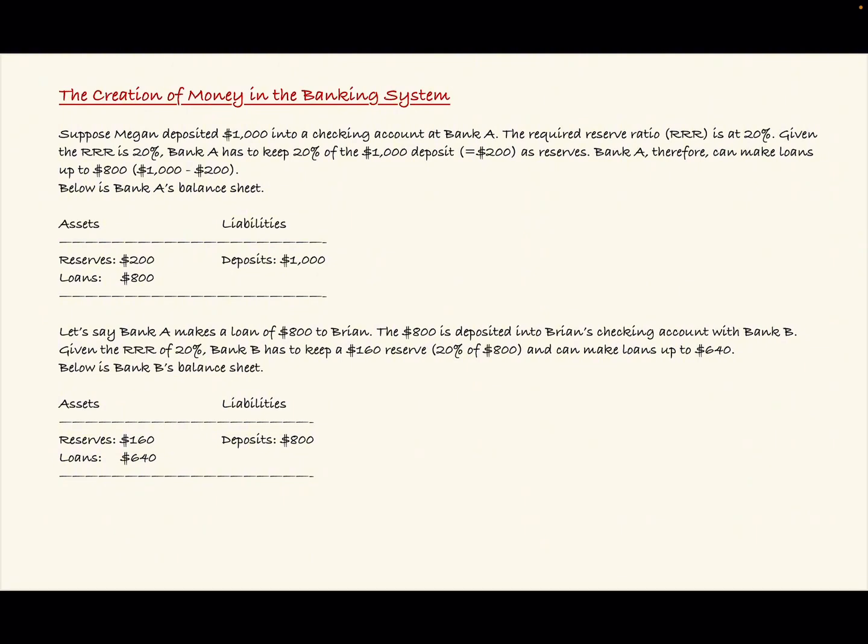Below is Bank B's balance sheet. Bank B has assets in the form of reserves and loans, $160 of reserves and $640 of loans. And Bank B also has liabilities in the form of deposits, in which it has $800 worth of deposits.